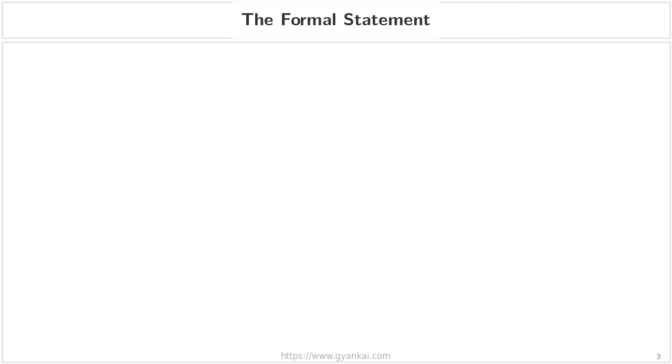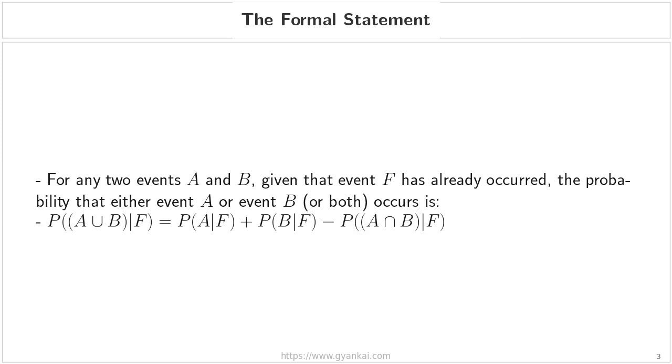The formal statement. Now that we've revisited the logic of the general addition rule from the previous slide, let's look at the formal statement of how this applies to conditional probability. For any two events, A and B, assuming that event F has already occurred, the probability that either event A or event B, or even both, occurs is expressed as: the probability of the union of A and B given F equals the probability of A given F plus the probability of B given F minus the probability of the intersection of A and B given F.